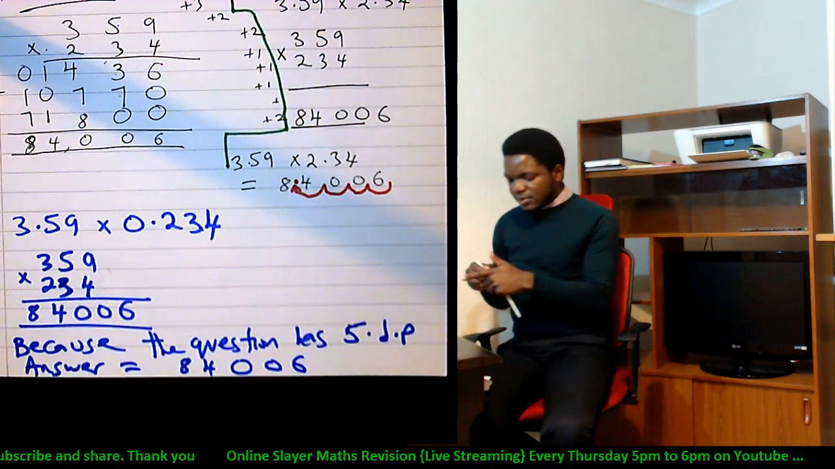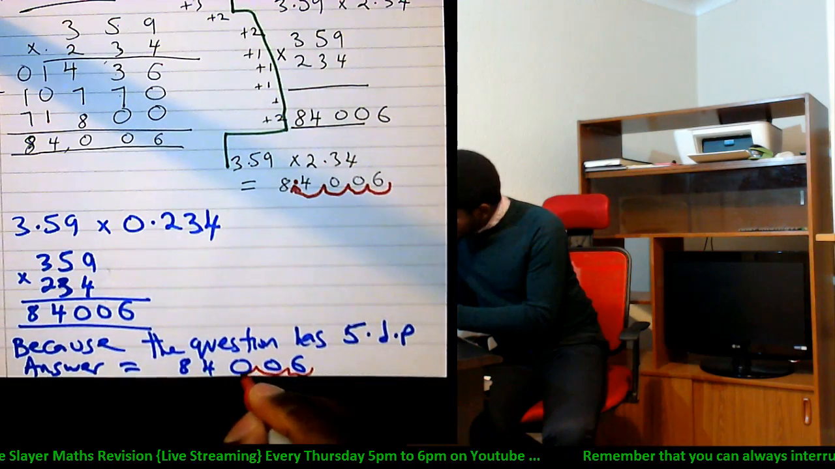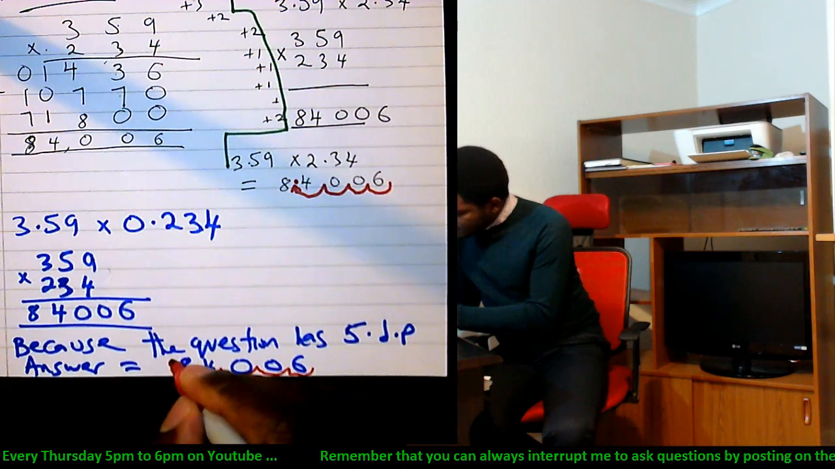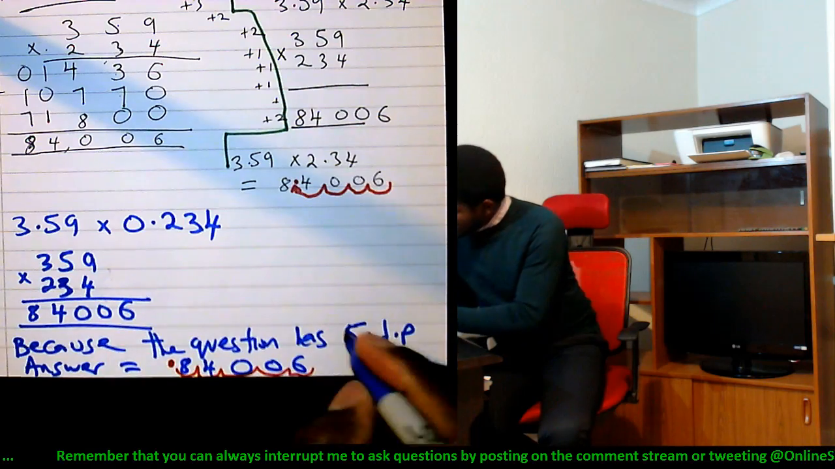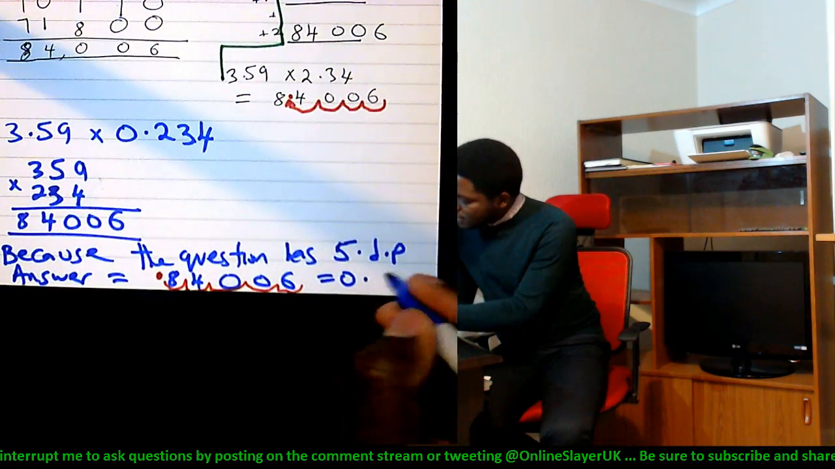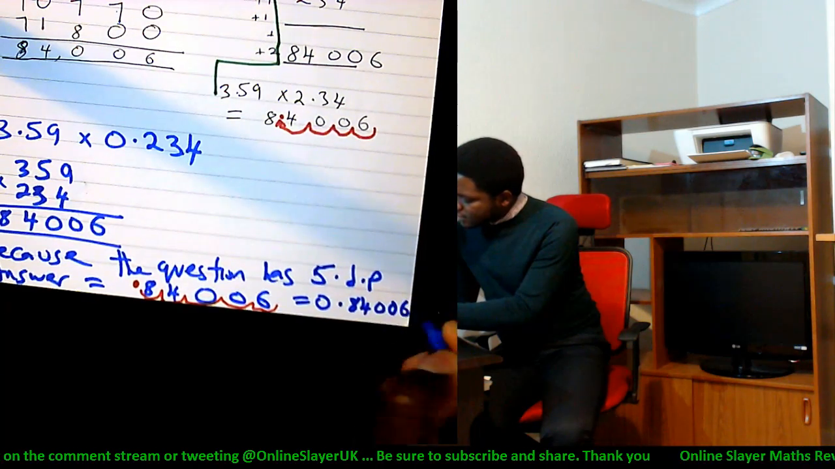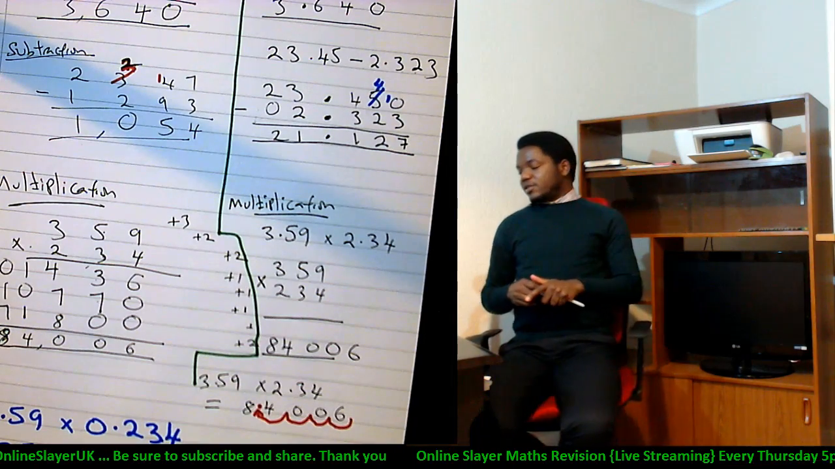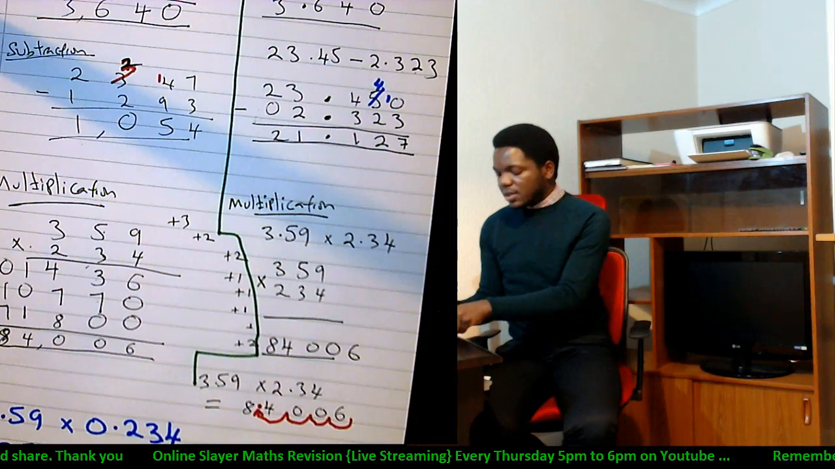And how do we count it? Again, 1, 2, 3, 4, 5. So the decimal point is going to be here, and that means that I'm going to have it as 0.84006. Right, that is all about multiplication, division, addition and subtraction for decimals and integers.